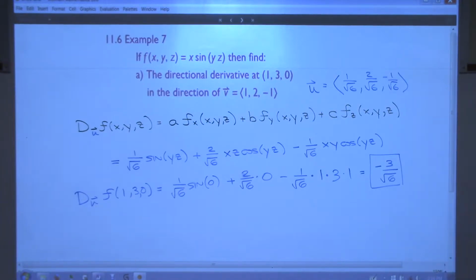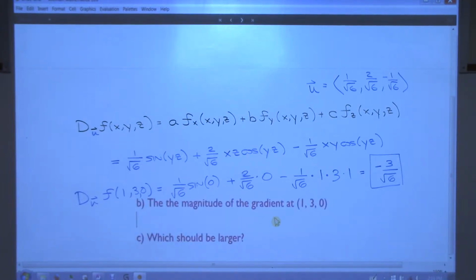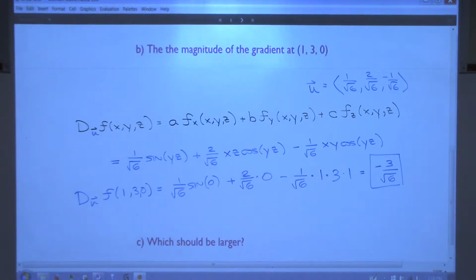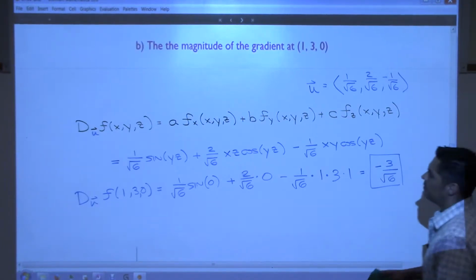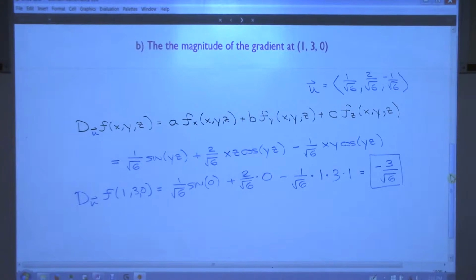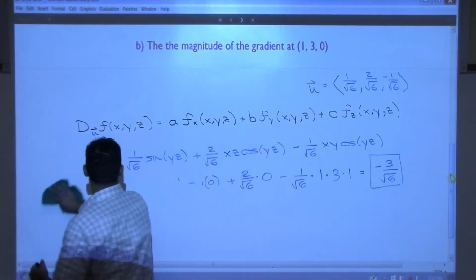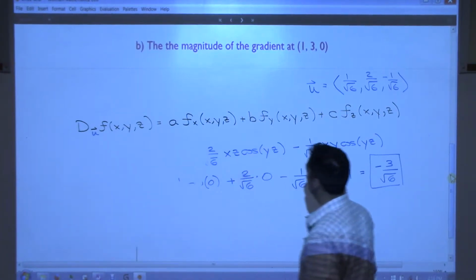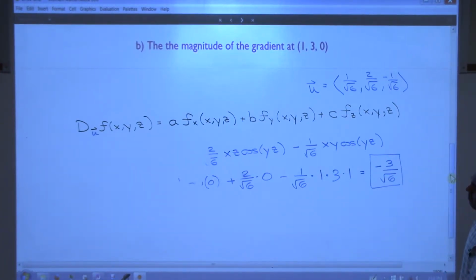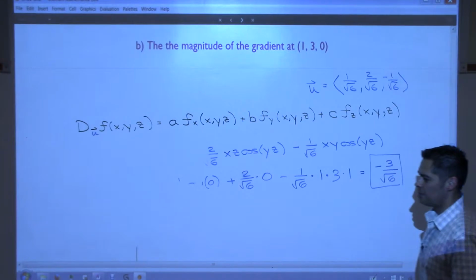Part B. What's the magnitude of the gradient vector at (1, 3, 0)? Well, we know what the gradient vector is, right? We actually got the partials already. So let me just write down what the gradient vector is. Wait. Whoa. What did I miss? For this one, xz cosine 0, or cosine yz, shouldn't it be 2 root 6 there? Oh, z was 0. Z was 0. Okay, never mind then. That saves us. That saved me. Got it.